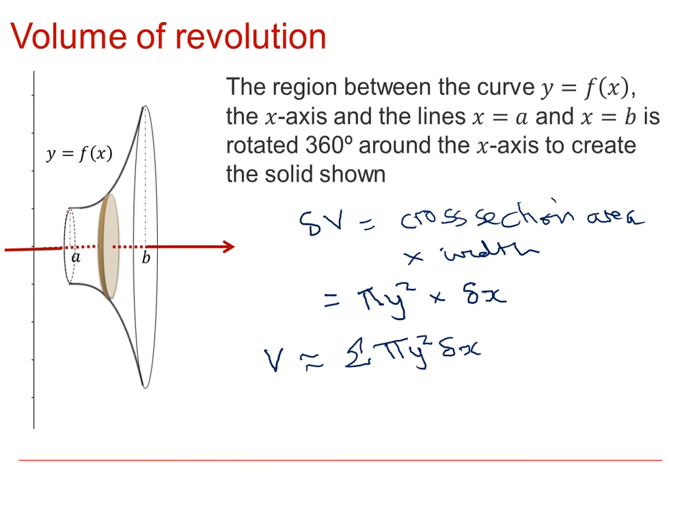In the limit, as delta x tends to 0, this is going to be like integrating, and I'll put the pi outside for the moment, y squared delta x, where we would put y, being a function of x, write it in terms of x in order to integrate with respect to x.